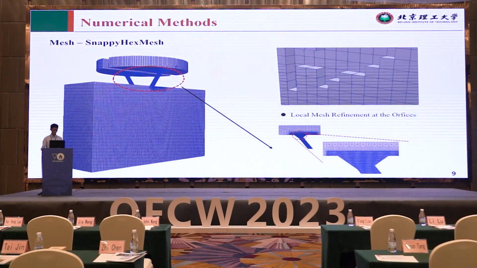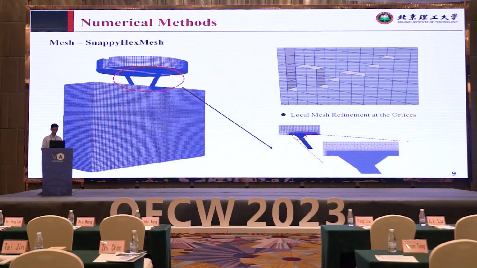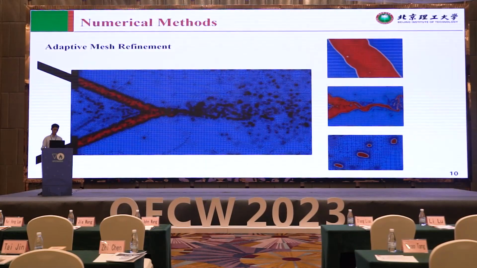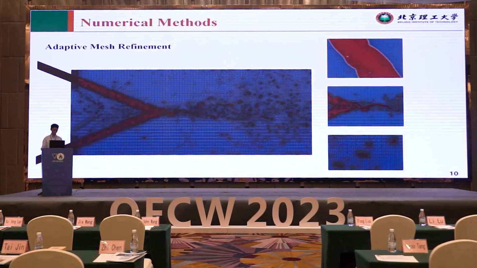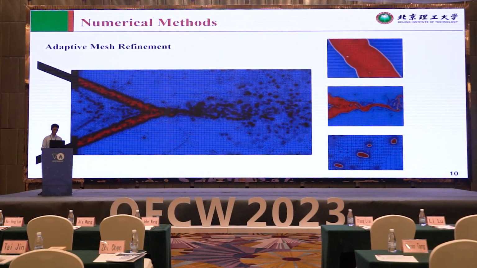snappyHexMesh is used to create a mesh for the model. We have also used local mesh refinement at the orifice. In this slide, we can see that adaptive mesh refinement is used. We have added a more refined mesh at the orifice to get a better understanding of the flow. We can see that it captured the development of turbulent flow in the nozzle. This provides us a more in-depth understanding of the turbulence occurring in the nozzle.